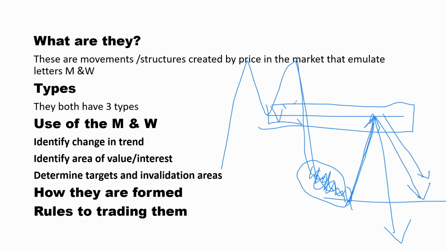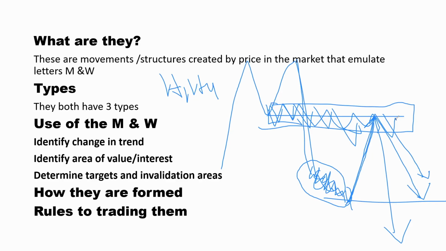But remember, in a smaller time frame, let's say H1 or H4, it's now not an area of interest. It's an area of entry. And what are we doing in an area of entry? We're looking to take trades. And what are we doing in an area of interest? We're looking for a change of trend so that we can take our trades after the change of trend.